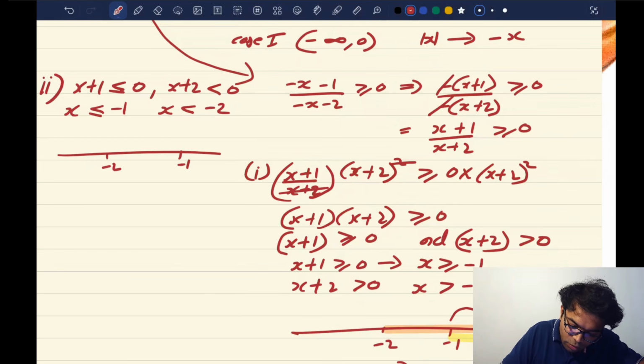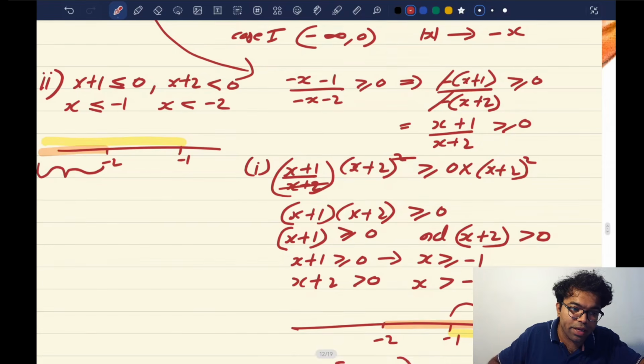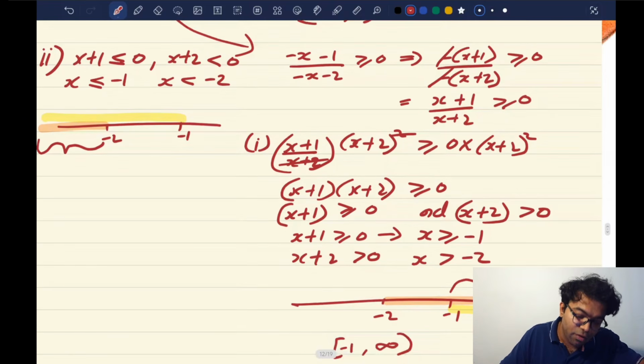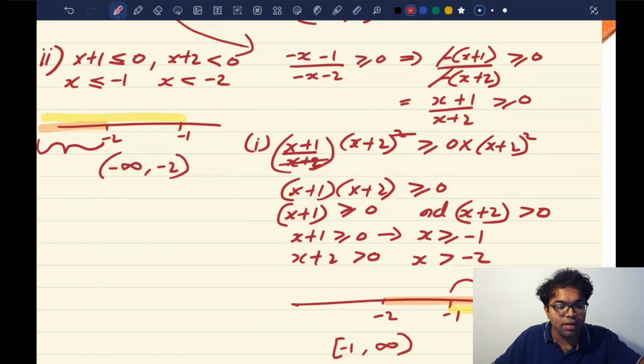So if I use my highlighter and do this, I can see that only this region is available, and this is where the students make the second careless mistake. There is less than minus 2, so you will have minus infinity to minus 2. That's it. This will be the second case. Okay, Drupad?